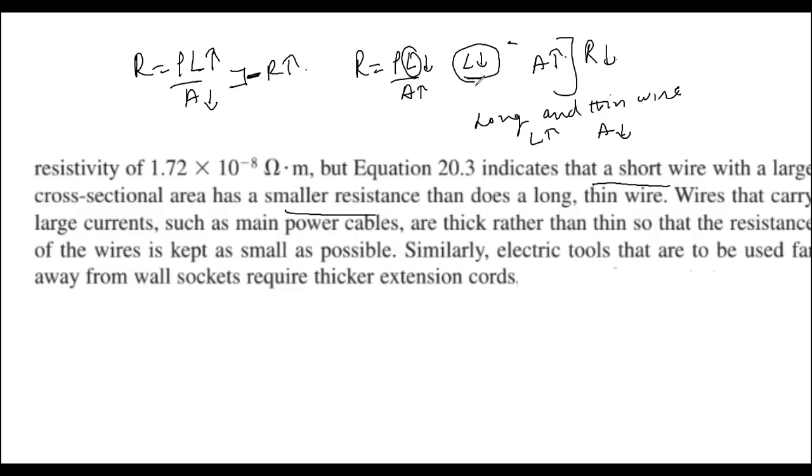Okay, so wires that carry large current, such as main power cables, are thick rather than thin. So now you understand why. Because they have to carry large current, and we don't want a lot of resistance in that. We don't want the energy to be wasted in overcoming the resistance. So we make the wires thick rather than thin, so we don't go for this side. Similarly, electrical tools that are used far away from wall sockets require thicker extension cords. Where you need to carry the current over larger distances, we need the resistance to be small.